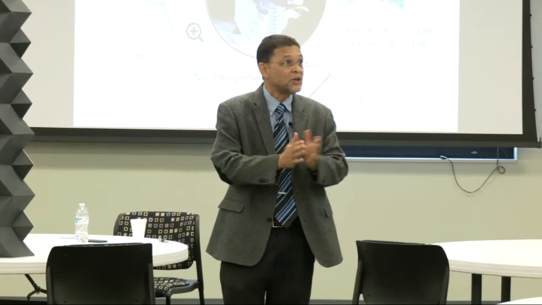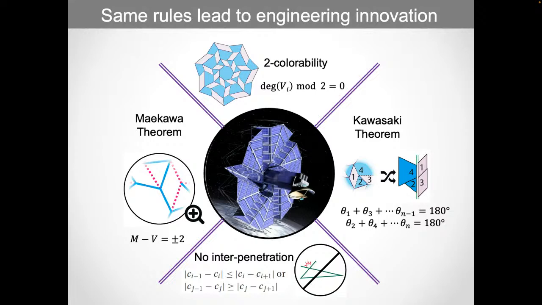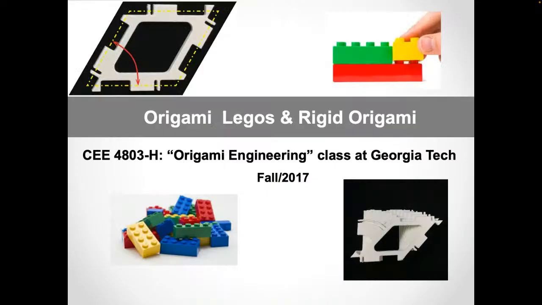And another one is the Kawasaki theorem around the vertex. If you number the angles that way, the odd ones should add to pi, and the even ones add to pi, and we should have no interpenetration of folds. So right now, I'm teaching a class that I introduced in Georgia Tech in origami engineering, and I taught the class yesterday, actually. It's the first time I am teaching there. And we are using, for example, Legos to teach some of those concepts.